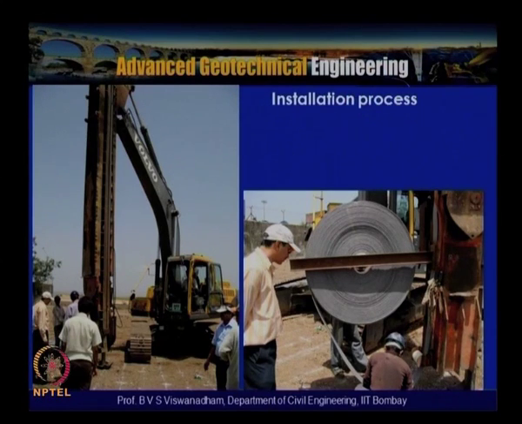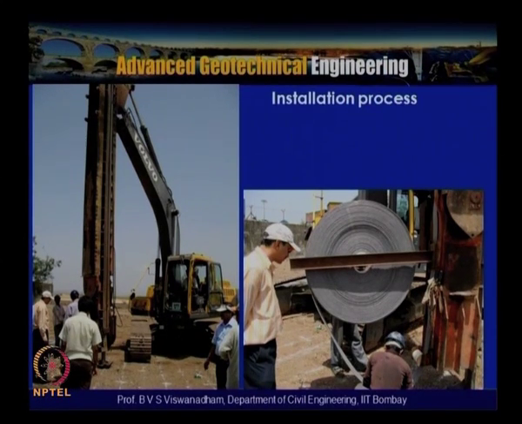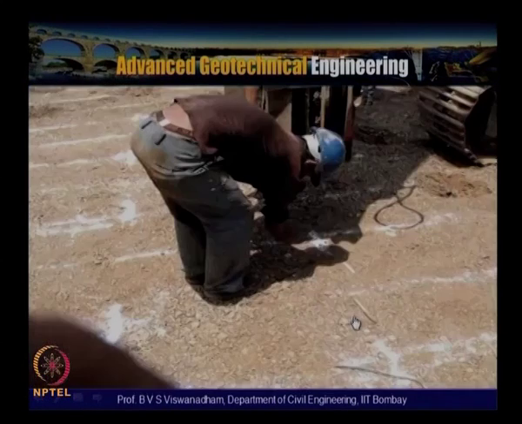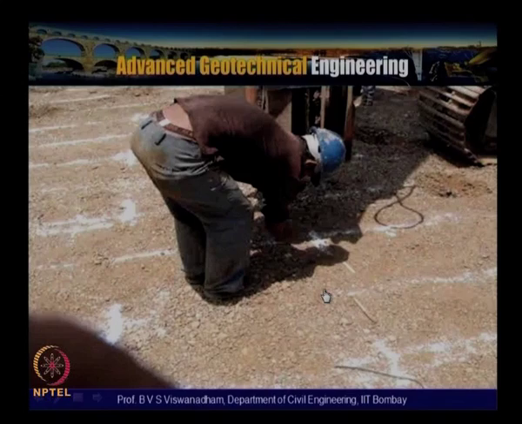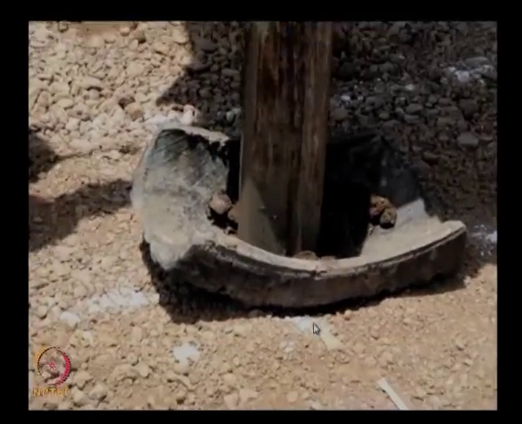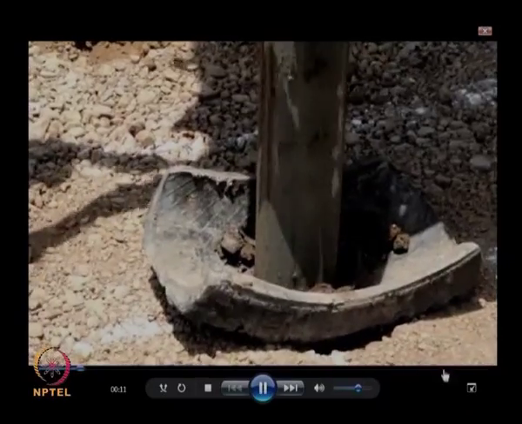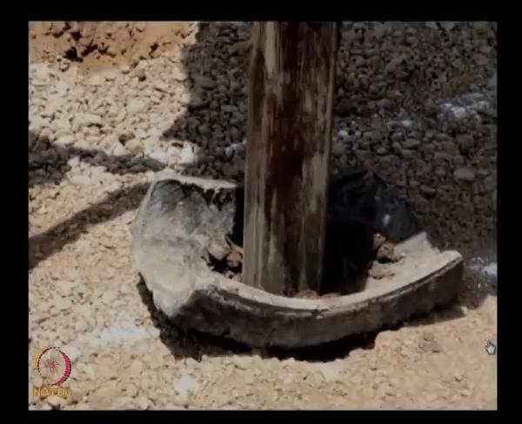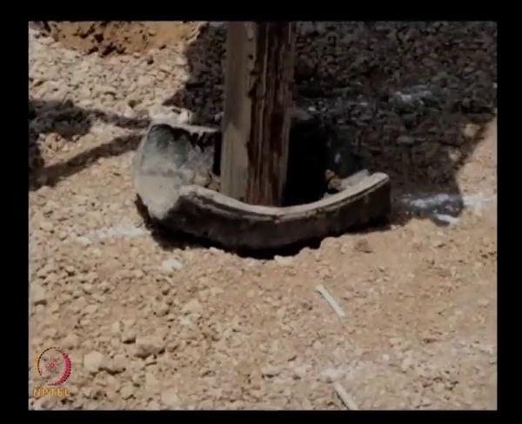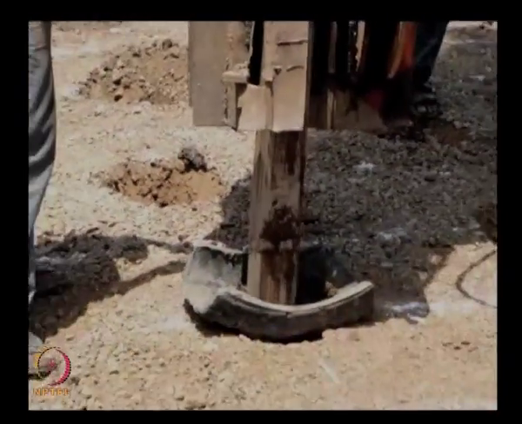Before that, PVDs of an appropriate variety were selected, and this is a PVD roll being inserted. So we will look into the installation, how it happens in the field. Here you can see the softness of the clay. This is the drainage blanket, and the mandrel is being driven into the ground.